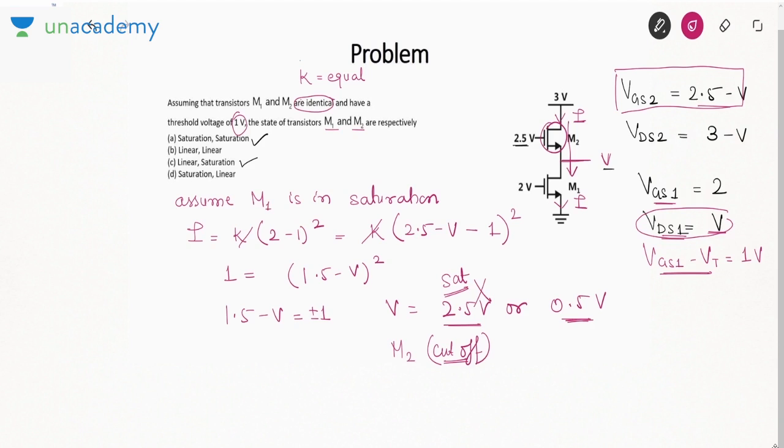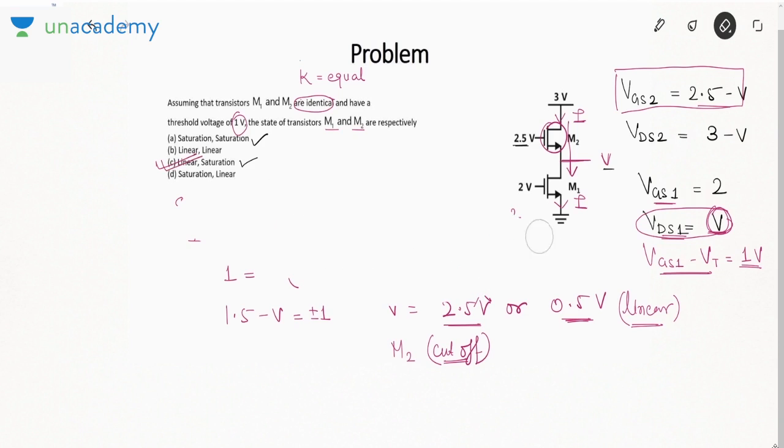What about 0.5? If it is 0.5, it is less than 1 volt. That means for this, the region of operation will be linear. So our assumption of M1 in saturation is incorrect. M1 must be in linear region. So the answer must be C. And let me show you how we will solve using linear region.